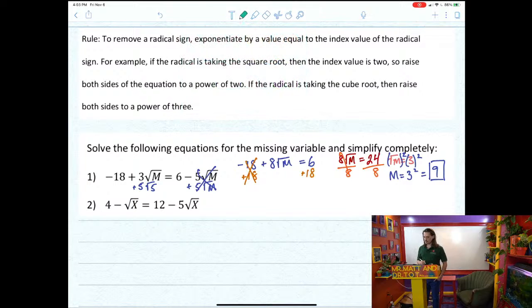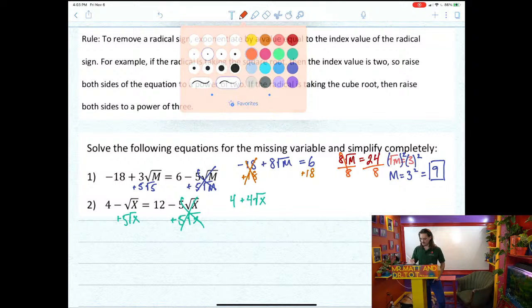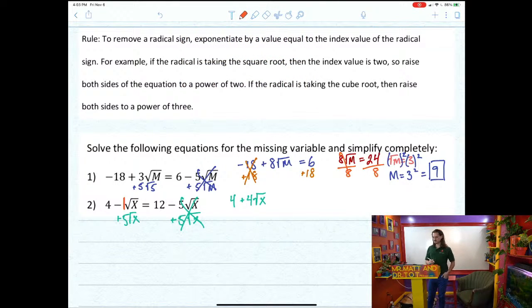For number 2, I'm going to add 5 root x to both sides, and that will cancel the 5 root x on the right. So that's going to turn into 4 plus 4 root x. Remember that there's implicitly a 1 in front of that negative sign. So negative 1 root x plus 5 root x is going to be a 4 root x. And that's still going to be set equal to 12.